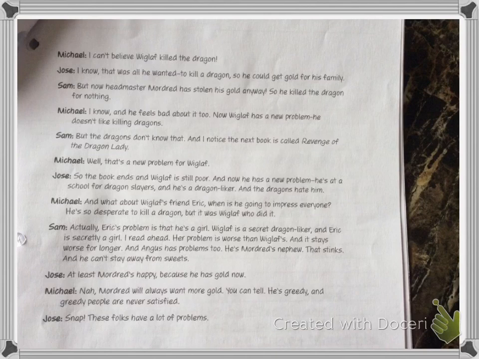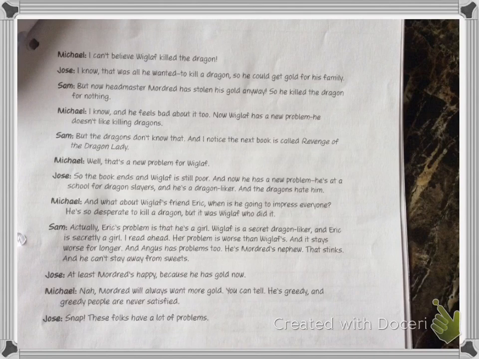Michael says, I can't believe Winglaf killed a dragon. Jose: I know, that was all he wanted, to kill a dragon so he could get gold for his family. Sam: But now Headmaster Mordred has stolen his gold away, so he killed the dragon for nothing. Michael: I know, and he feels bad about it too. Now Winglaf has a new problem. He doesn't like killing dragons. Sam: But the dragons don't know that, and I noticed the next book is called Revenge of the Dragon Lady. Michael: Well, that's a new problem for Winglaf. Jose: So the book ends and Winglaf is still poor, and now he has a new problem. He's at school for dragon slayers, and he's a dragon liker, and the dragons hate him.